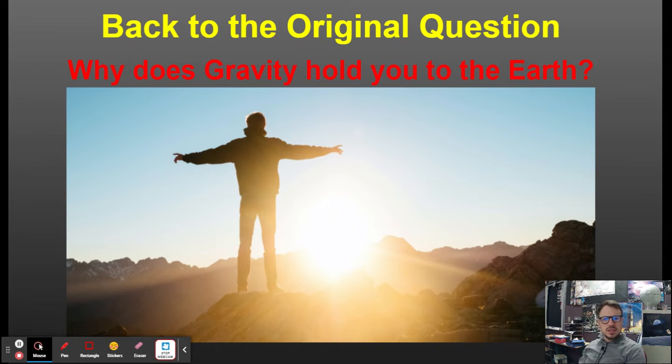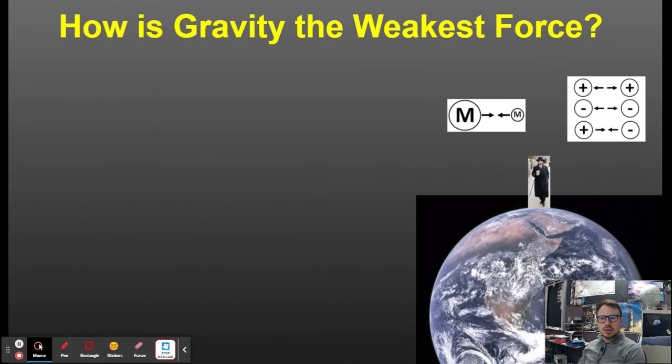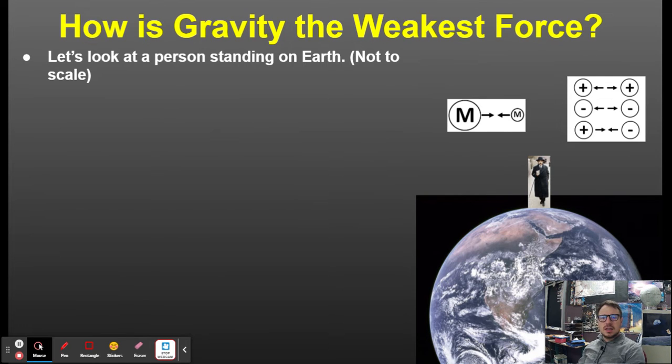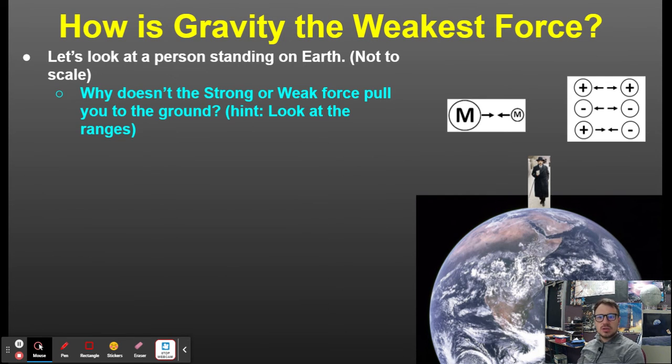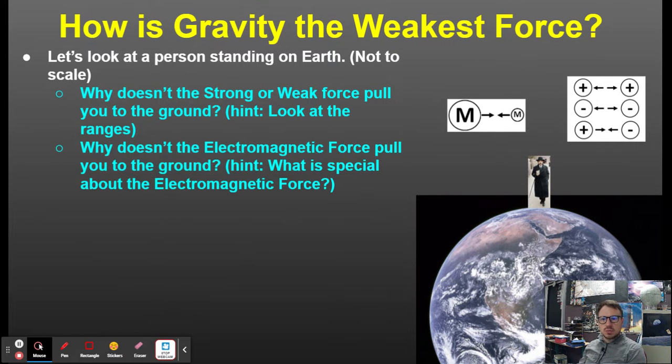All right, so the question is, if gravity is the weakest force, why does gravity hold you to the earth? If we look at somebody standing on earth, why doesn't the strong or the weak force hold you on the earth? Well, the answer is the range. I say, hint, look at the ranges. The strong and the weak force don't really leave the nucleus of an atom. So we don't really interact with them on a macro level, like us just walking around.